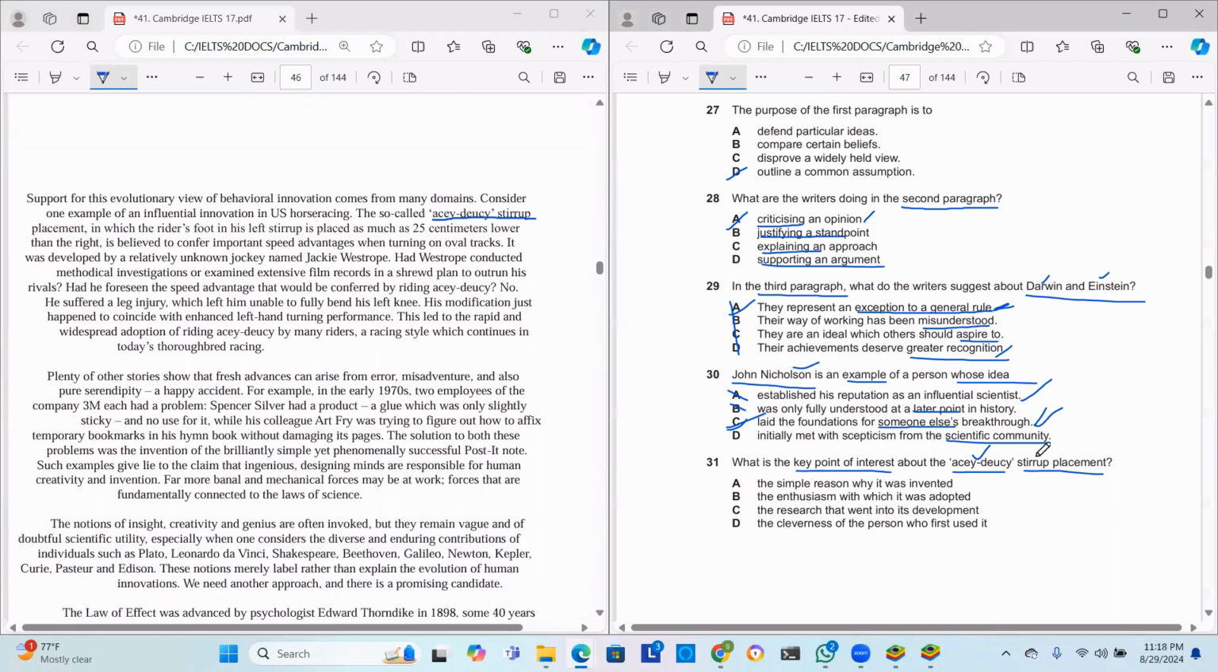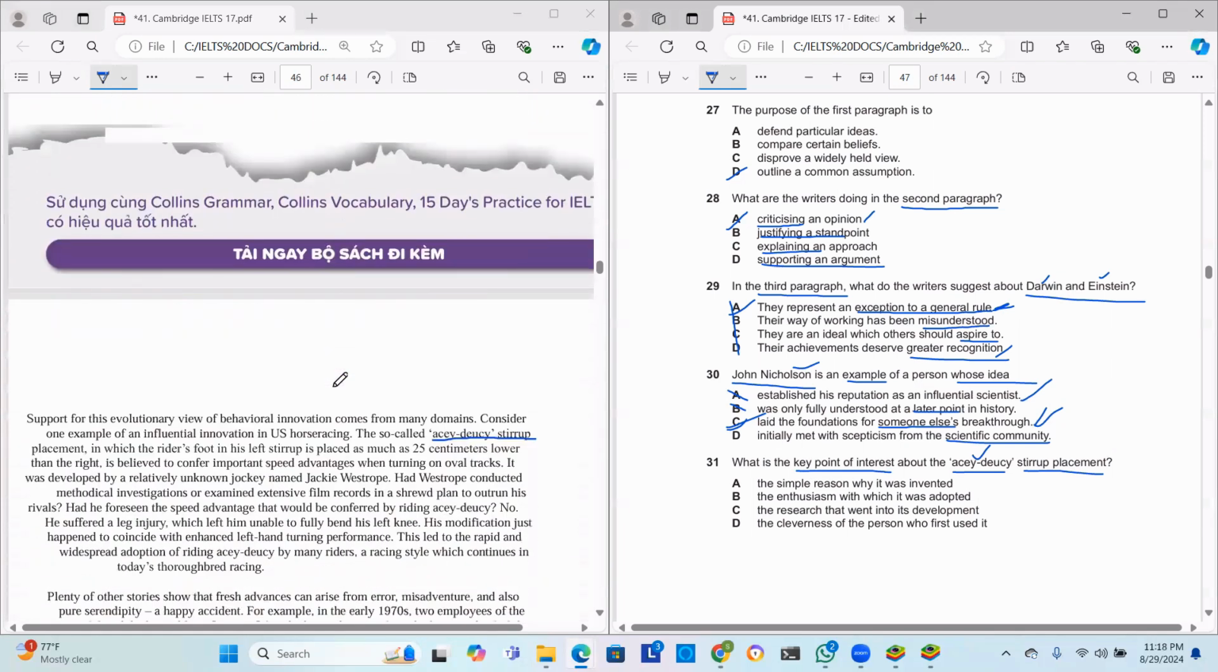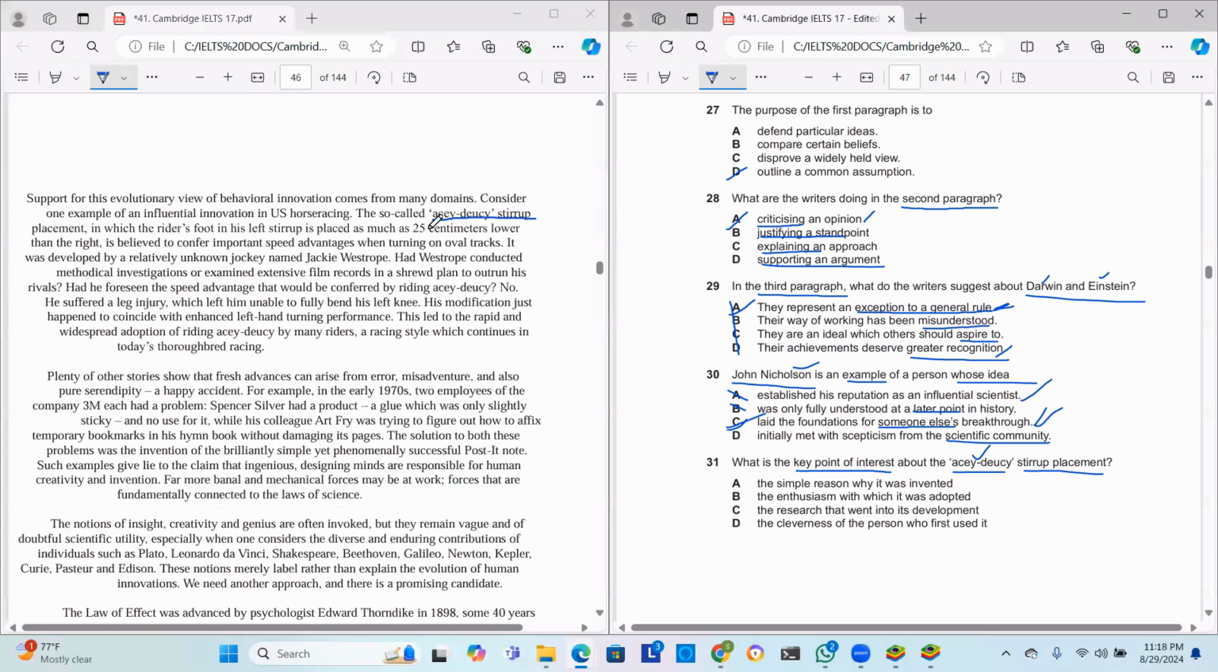Okay. So wherever you see the keywords, just jump to that paragraph, guys. Okay. This is one more trick. If you keep reading the whole passage, it will waste your time. Okay. So this question is about AC/DC. So we'll jump to this paragraph directly and we'll read that. Okay.